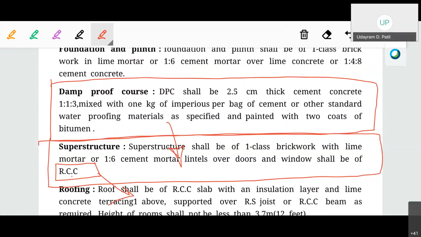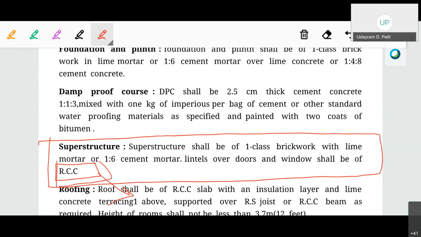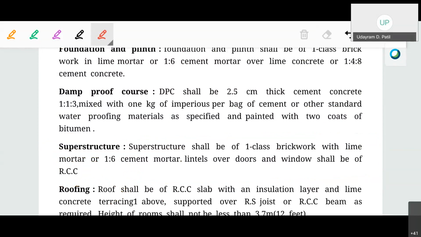Whereas in case of the RCC, it is given that the lintels over the particular doors and windows are of RCC, which means we have to deduct that particular quantity. OK, so any particular description which will affect the particular item of work will be given in our general specification.